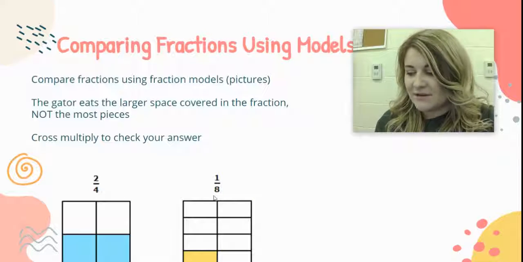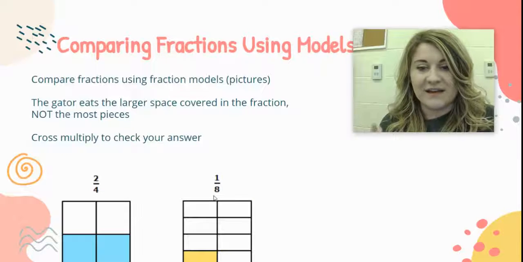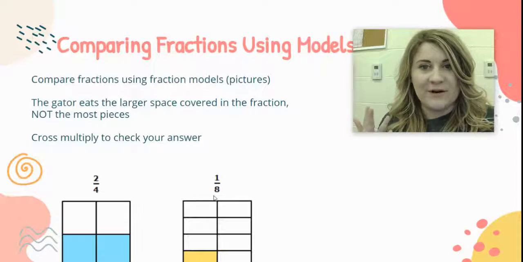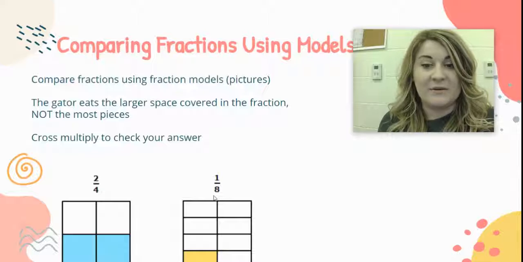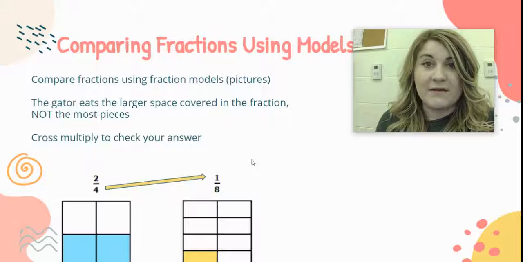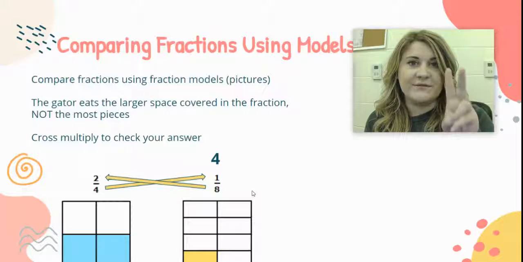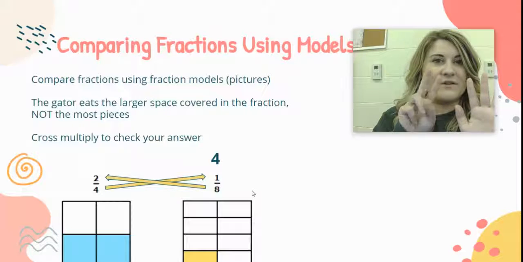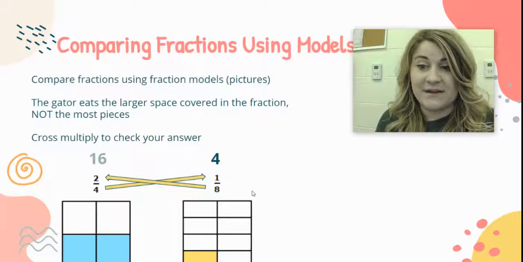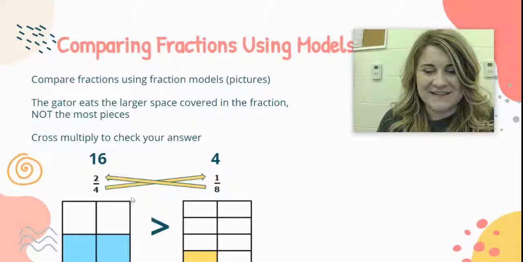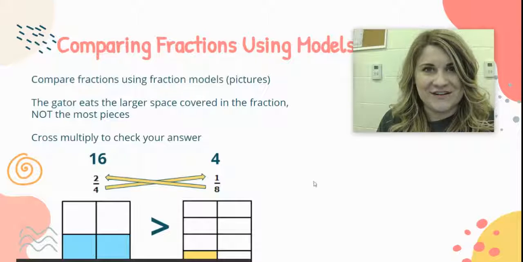So let's look at this picture. This one is pretty obvious because we have a lot more blue than yellow. So we know that 2/4 is probably going to be larger. We're going to cross multiply anyway just to make sure. So we have 4 times 1, which is going to give me 4. Anything times 1 equals the other number. And then we have 8 times 2. 8 times 2 is 2, 4, 6, 8, 10, 12, 14, 16. So 16 is going to be my number for this fraction. Which one is larger? Obviously 16, so the gator is going to eat this fraction.